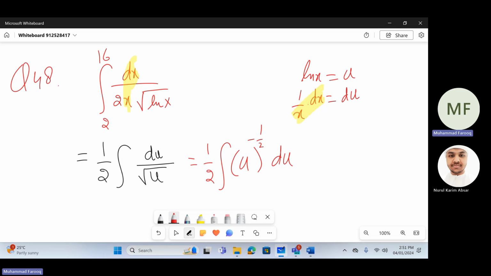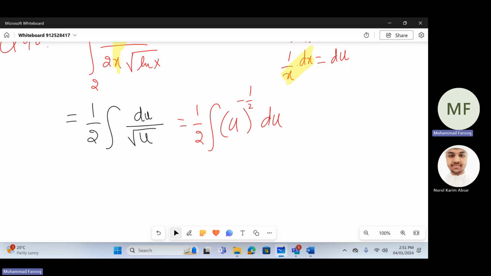Take u power half up, it becomes negative half. So in the denominator is half, take it up and it becomes negative half. Now you have to use the power rule of integration, which is n plus 1 divided by n plus 1. So u power minus half plus 1, also divided by minus half plus 1. Don't write plus c because we have limits, so we come to the limits, 2 to 16.